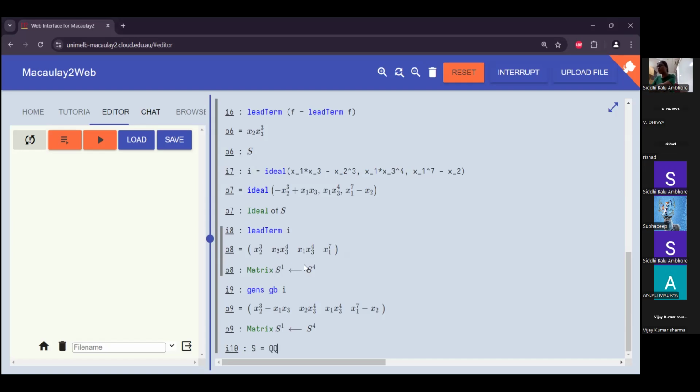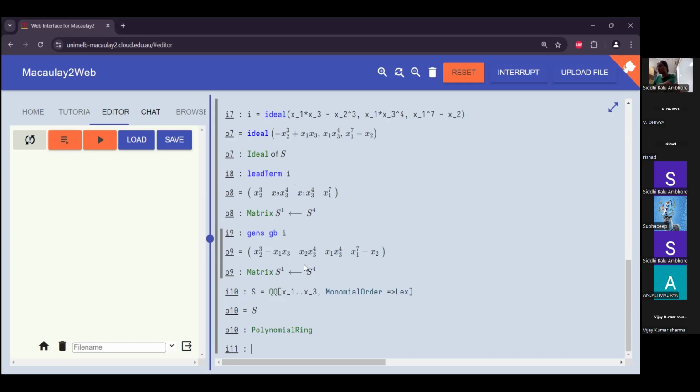So let me define. The earlier order was graded reverse lexicographic. So let me take x1 to x3, right? And my monomial order will be lexicographic order. Okay, and my I is again the same I.